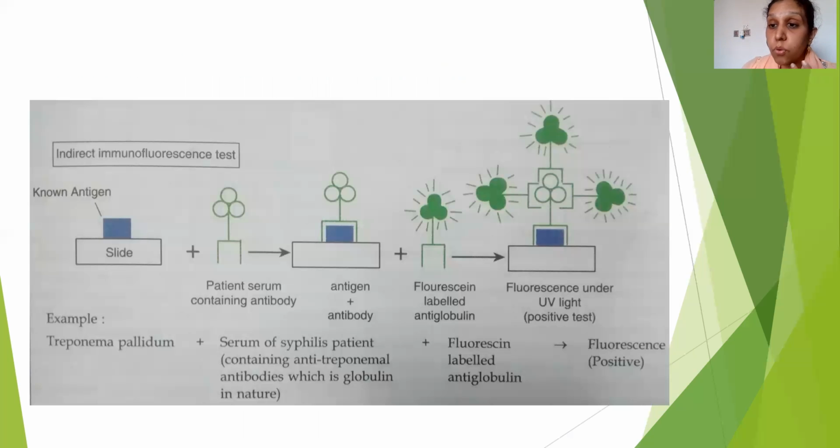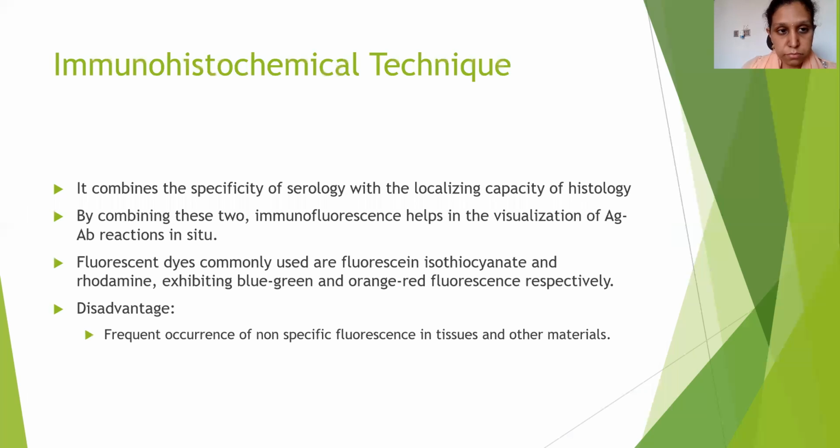In indirect, a known antigen is to be taken. On the slide, we put the patient serum that has antibody. The antigen combines with the antibody, and then we add fluorescent-labeled antiglobulin, which in UV light will produce fluorescence. That is also positive. So the main difference between direct and indirect is: in direct, an unknown antigen has to be taken. In indirect, a known antigen has to be taken.